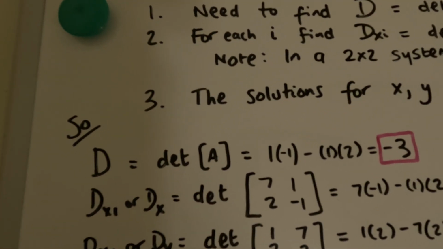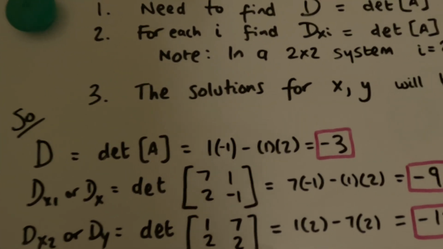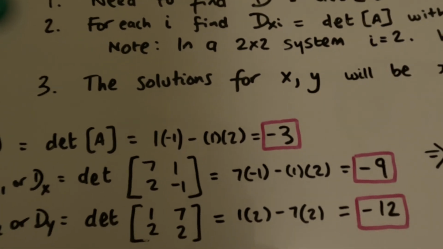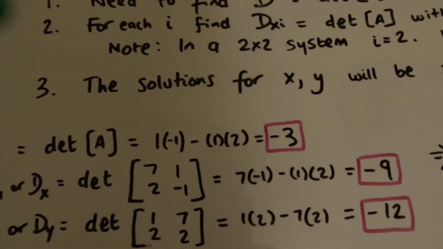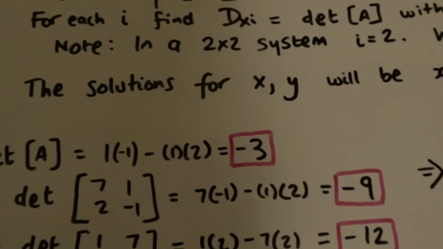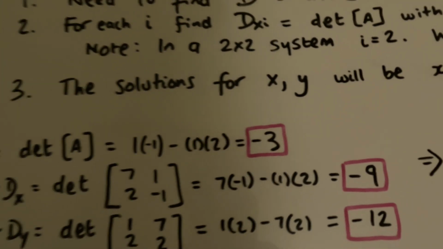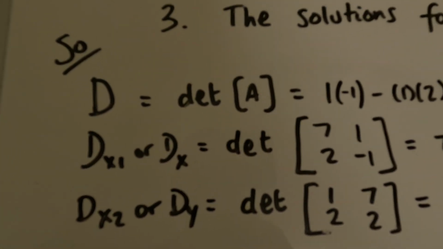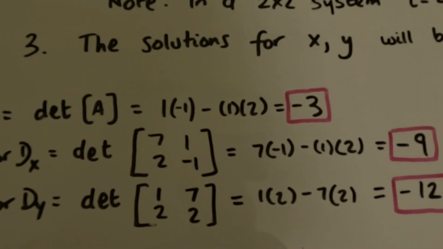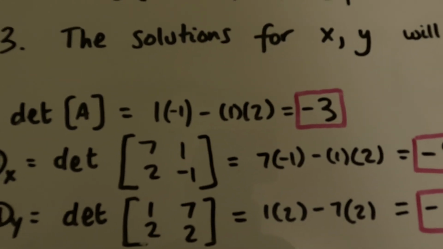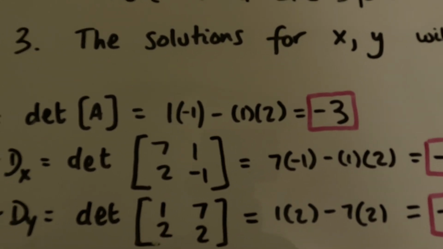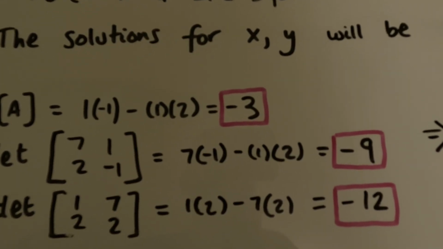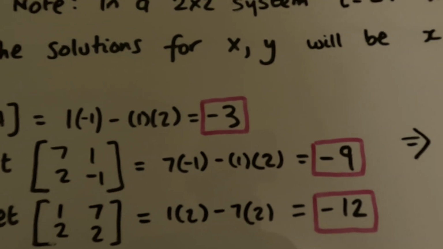Now to get capital D, that's equal to the determinant of A. We've already done that: 1 times minus 1 minus 1 times 2, which is minus 3. I've put a little pink box around it. So that's one of our determinants we've found. We just need to find two more and we're done. So we need to find dx1 or dx. That's the determinant of 7, 2, 1, minus 1. We've just replaced the first column with 7, 2. So that's 7 times minus 1 minus 1 times 2, and that's equal to minus 9.